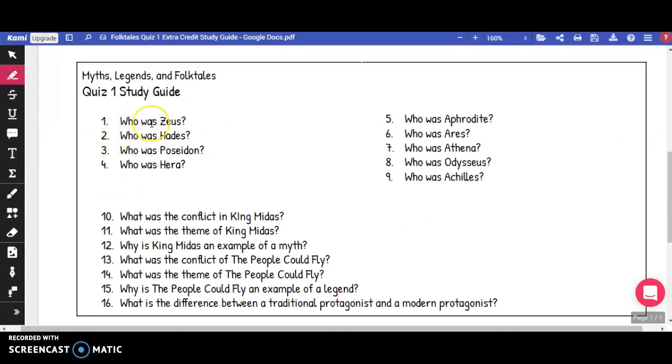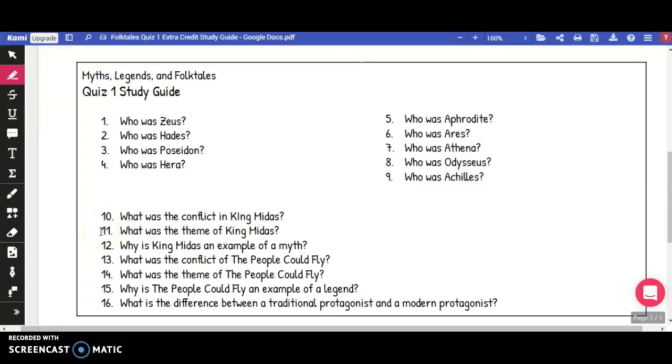So you would write 1, who is Zeus? And then on the next line, you would write the answer. Then you would, on the next line, write 2, who is Hades? On the next line, you'd give the answer, and so on and so forth. So the questions are 3, who is Poseidon? 4, who is Hera? 5, who is Aphrodite? 6, who is Ares? 7, who is Athena? 8, who is Odysseus? 9, who is Achilles? Question 10, what was the conflict of King Midas?